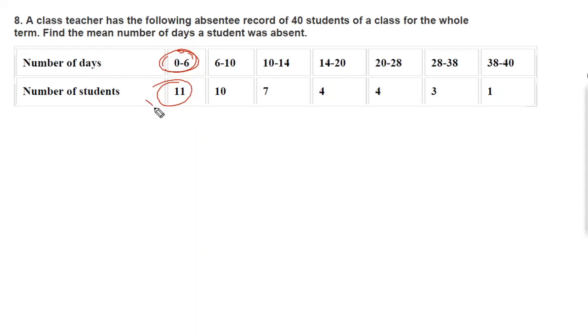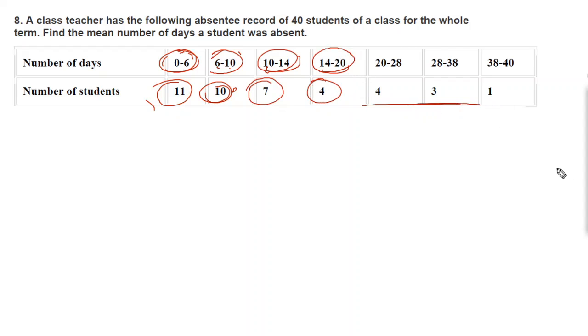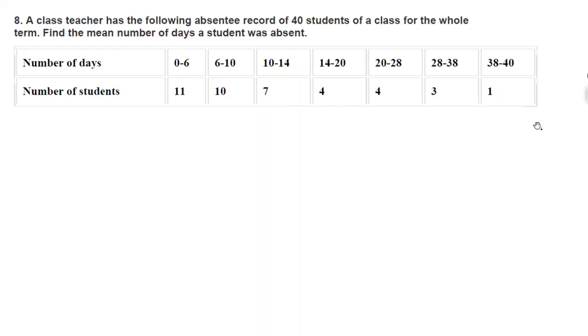How many students? 11 students. Then 6 to 10 days absent has 10 students. 10 to 14 days absent has 7 students. 14 to 20 days absent has 4 students, and so on. So we will put this data in our frequency distribution table. Here, this will be your class interval, this will be your fi. Let's put the data in the table.